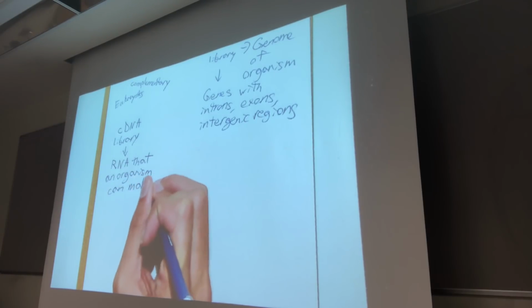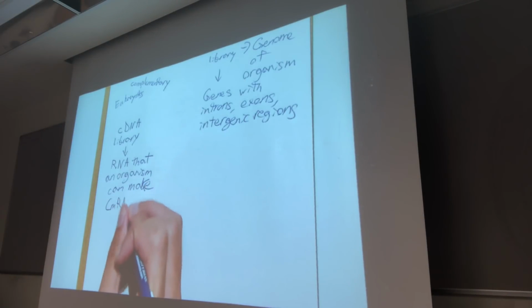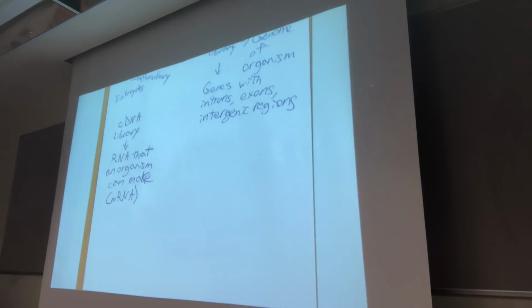And most of it is mRNA, so I'll put that in parentheses here. But it is a library of RNA that an organism can make. Why is it called cDNA then?